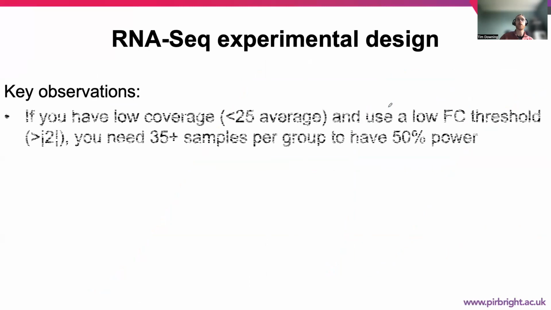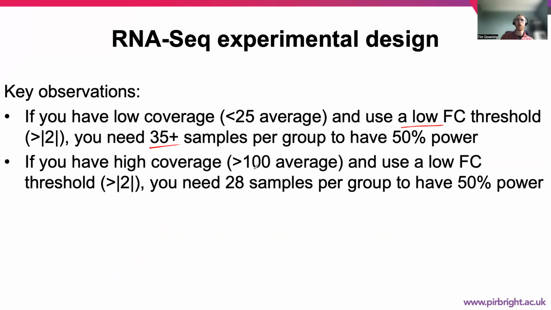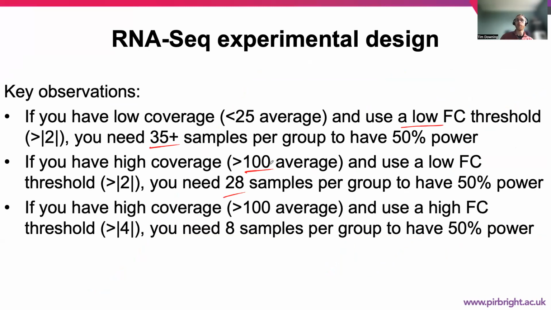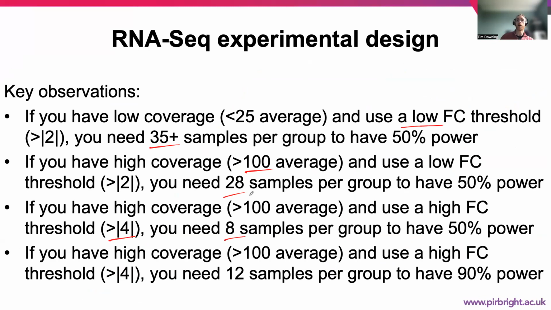So what we can say is that, for example, if you have low coverage and use a fold change threshold of 2, you need 35 samples per group to have 50% power. If you have higher coverage, that will drop to 28 samples. If you use a higher fold change threshold, that drops to 8 samples. That might be more realistic for many of you. And if you want more power, so you want to go up to 90% power, then the number of samples you need in addition is achievable, perhaps in certain contexts: 12.